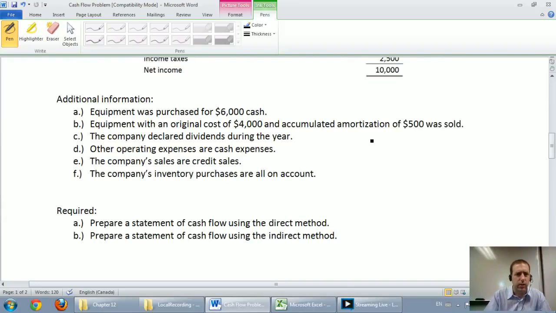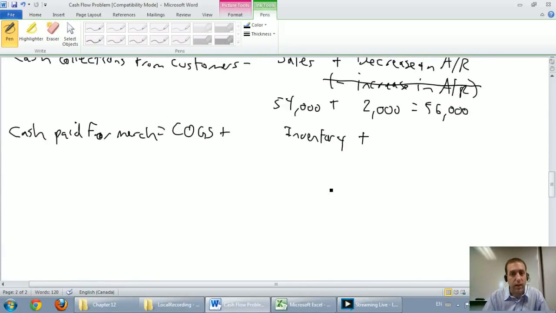And the hint here is that point F in the additional information, it says the company's inventory purchases are all on account. So obviously the cash paid for merchandise has to run through accounts payable if we buy all of our inventory on account. Again, that's an assumption of this problem. Might not be true of all companies or all problems. So the formula, COGS plus increase in inventory plus decrease in accounts payable.